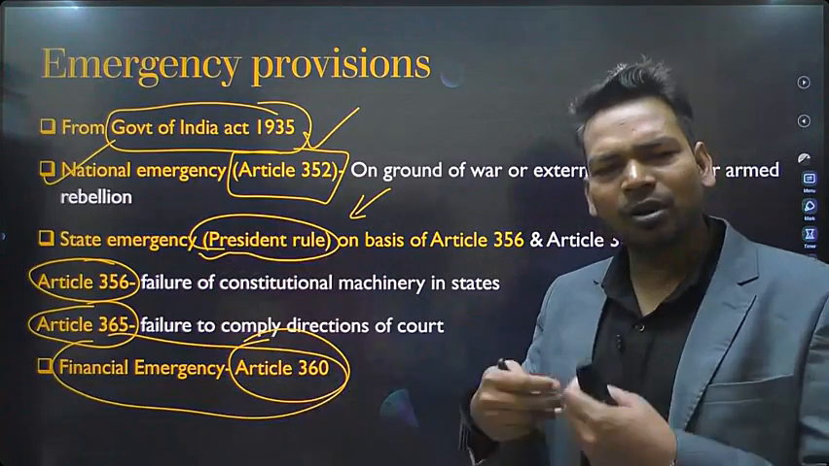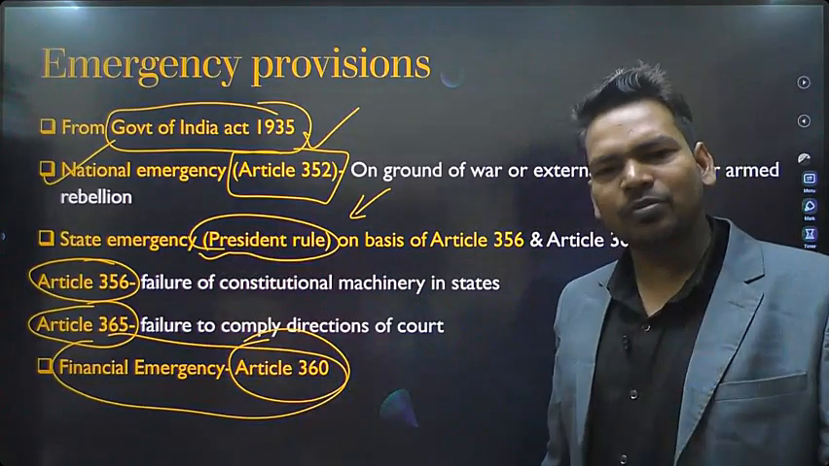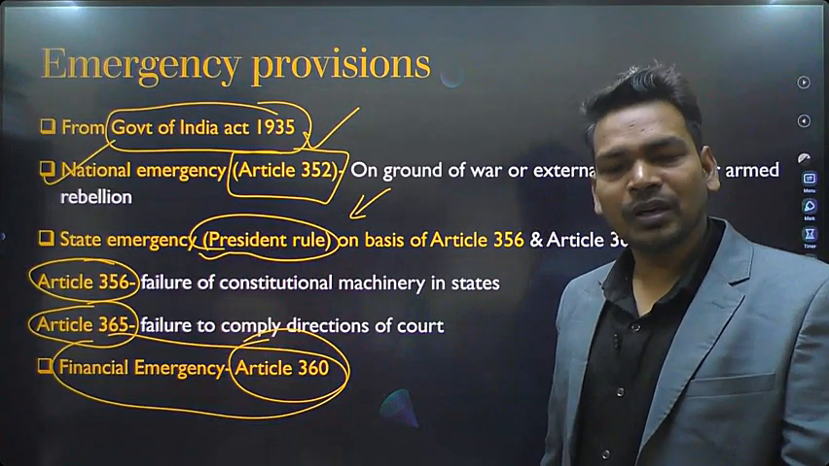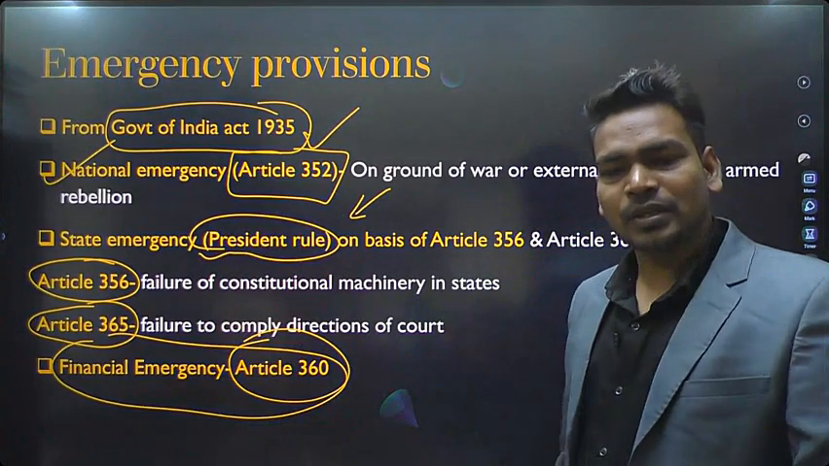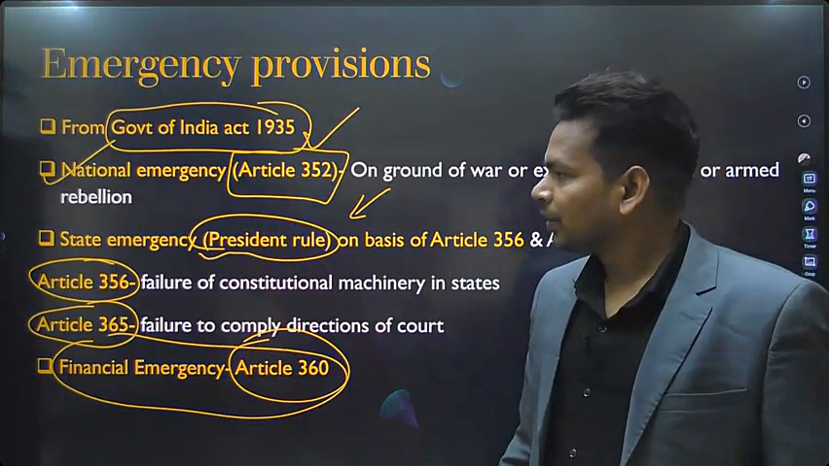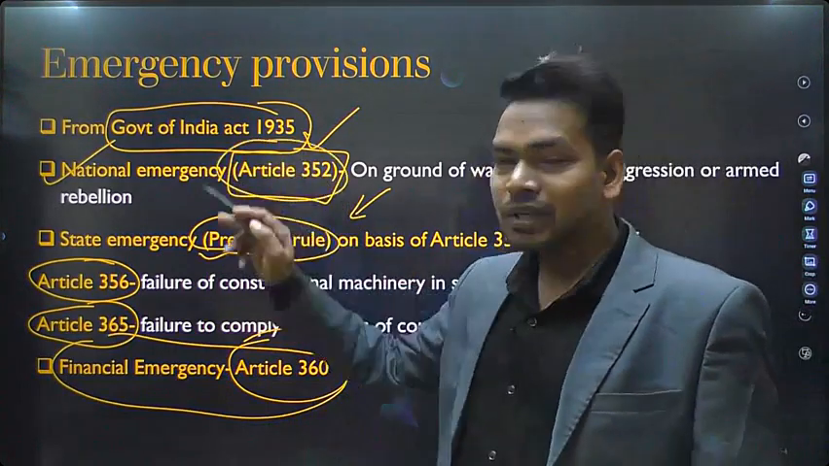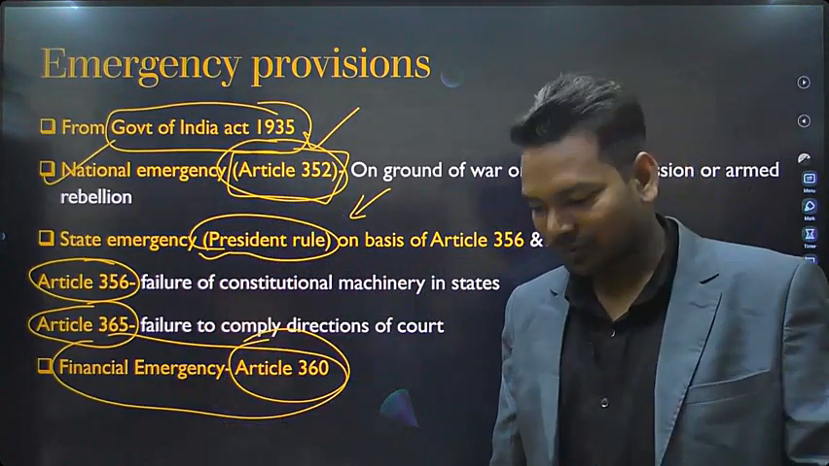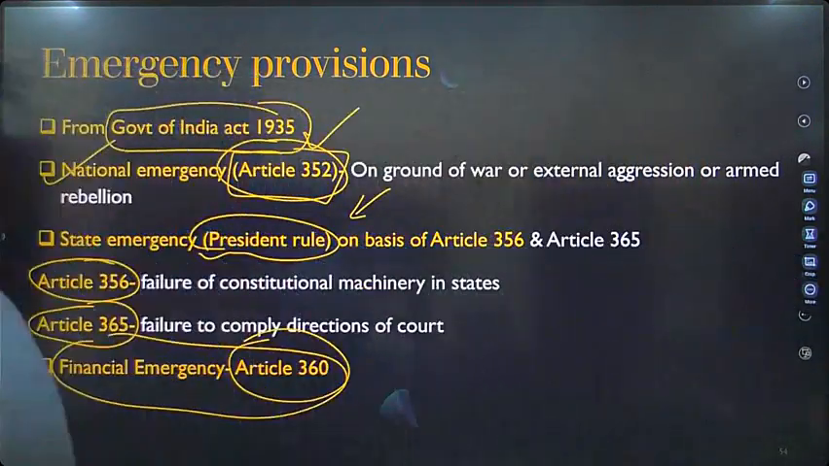State emergency has been applied many times, around 58 times, even in a state like Punjab or UP, approximately 10 times they have applied this particular rule. National emergency, majorly you can see in the case of the Indira Gandhi government, 1975.